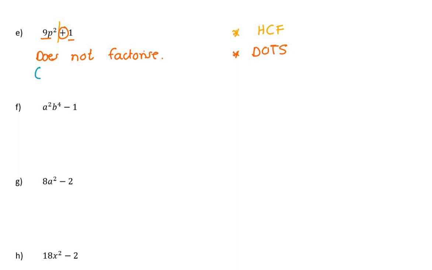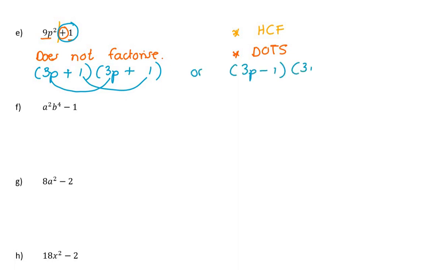Let's just quickly look. If we wrote 3p and 1 and 3p and 1, that gives you 9p squared, that gives you 1. What's the problem? You need these ones to multiply to give you positive 1. So they either both need to be positive or they both need to be negative because you need to multiply together to give you positive 1. Now, why don't those work? Well, let's check. 3p times 3p, 9p squared. Great. 3p times 1, 3p. And then 3p times 1, 3p. 1 times 1, 1. Now, what do you notice?